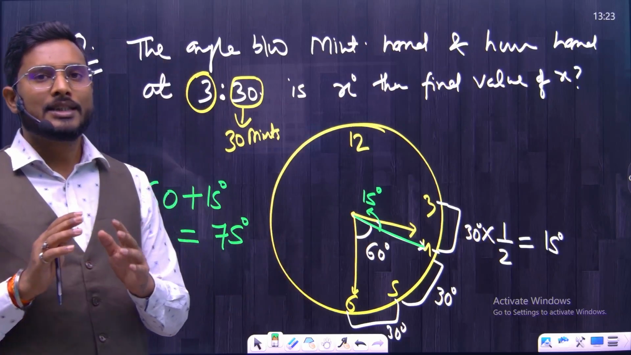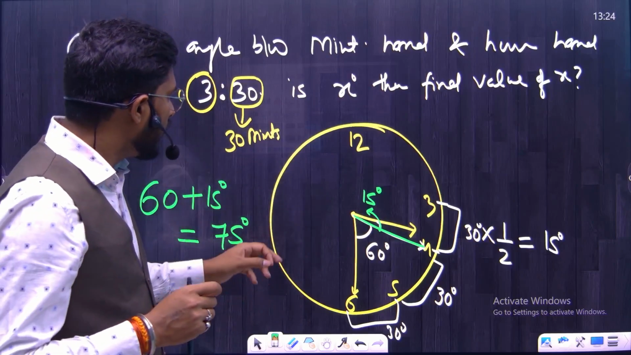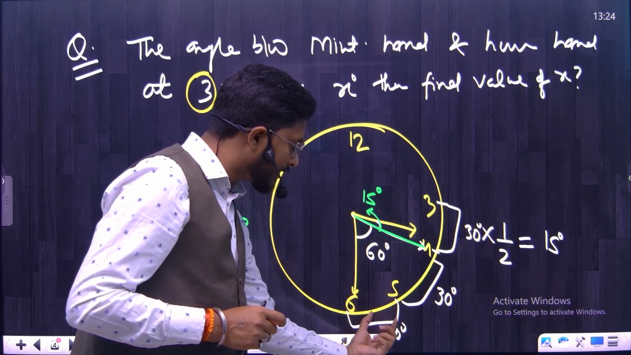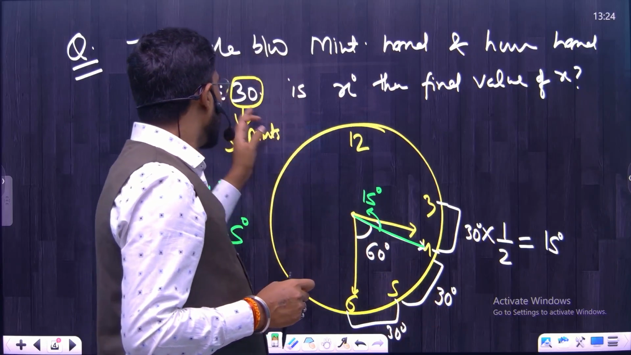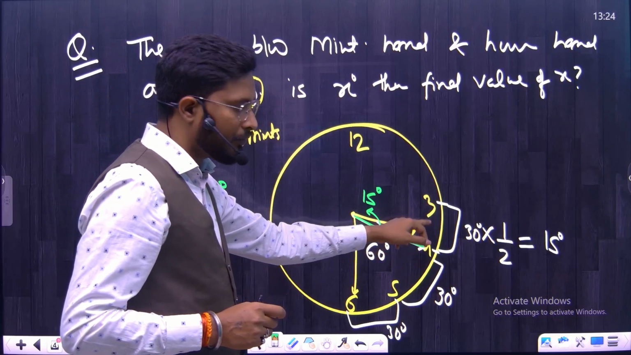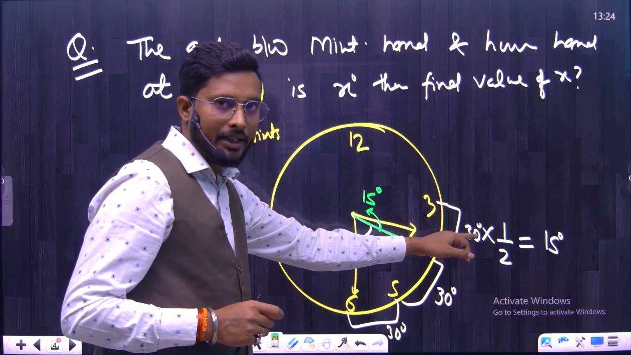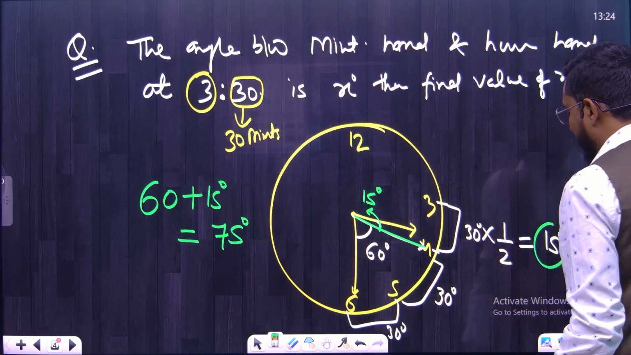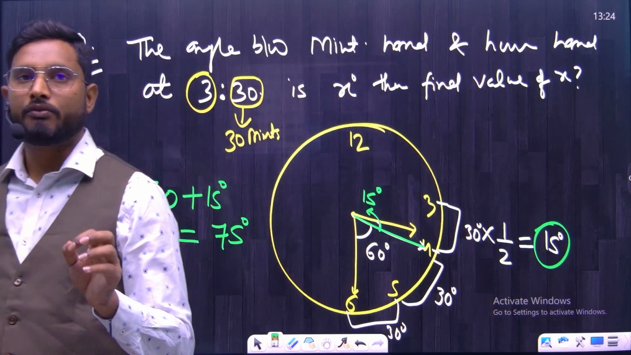Now you can see that it is very easy. We have to calculate: the angle between two consecutive numbers is 30 degrees, and the hand will be in the middle of 3 and 4. If the complete angle between 3 and 4 is 30 degrees, then half of 30 degrees is 15 degrees. So you can see that the angle is 75 degrees.